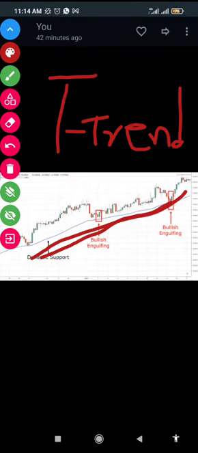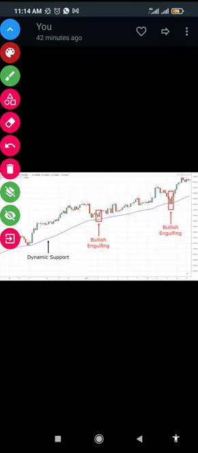Then there is another one, the A, which is area of value. Now let's look at areas of value.